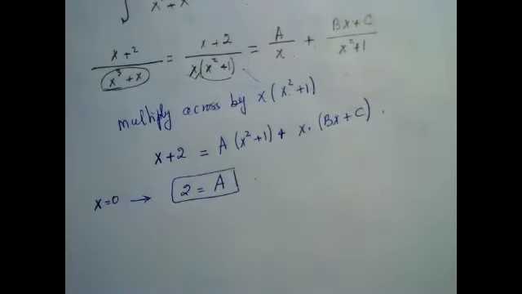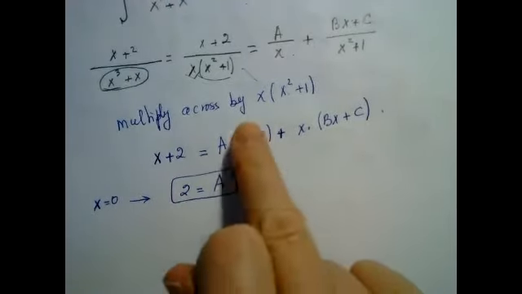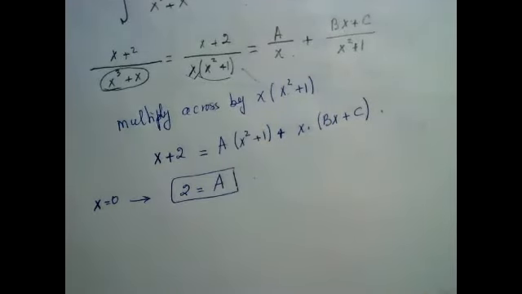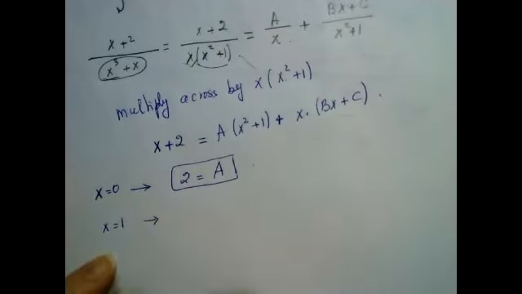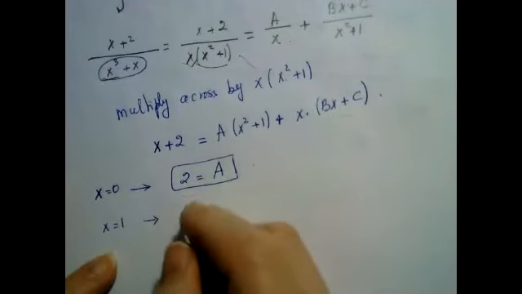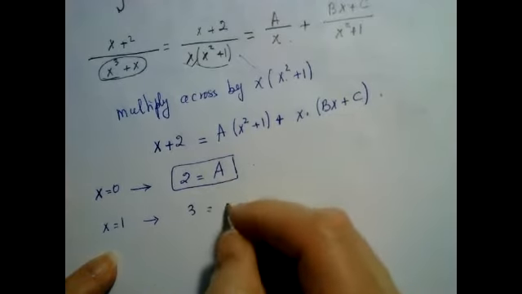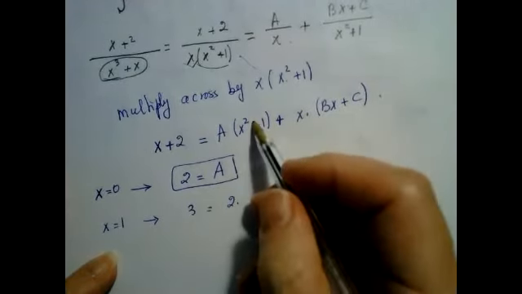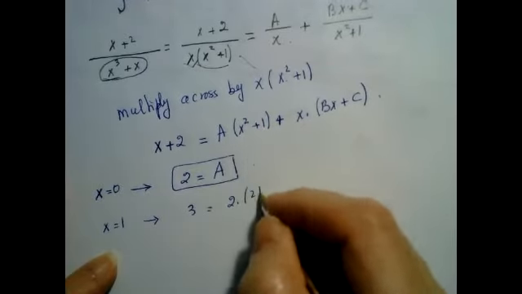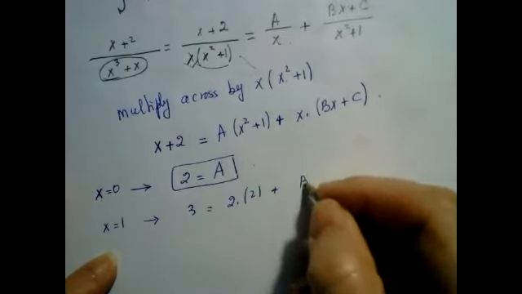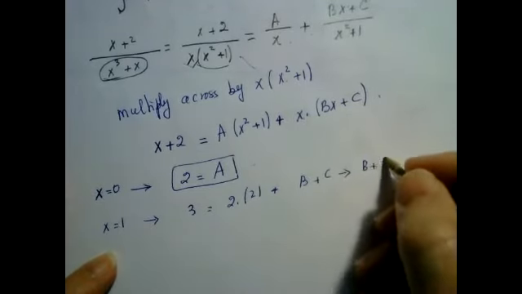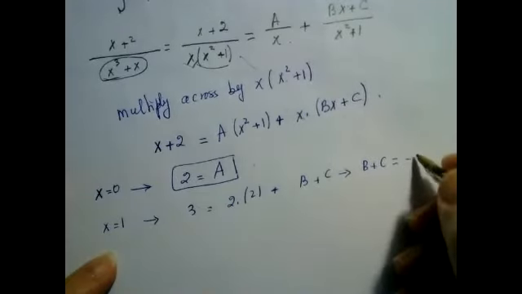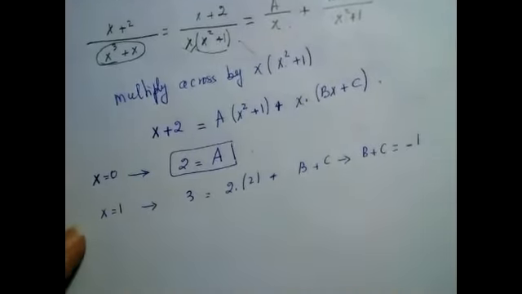That's easy. Now I need B and C, and that's really the problem. As I said, in this one there is nothing that will get rid of A. So I'm going to do the following. I'm going to take any value of x, of course an easy value, otherwise it will not be smart. I will have 3 equal 2 times 2 plus B, because x is 1, plus C. And this will give me B plus C equal 3 minus 4, minus 1.